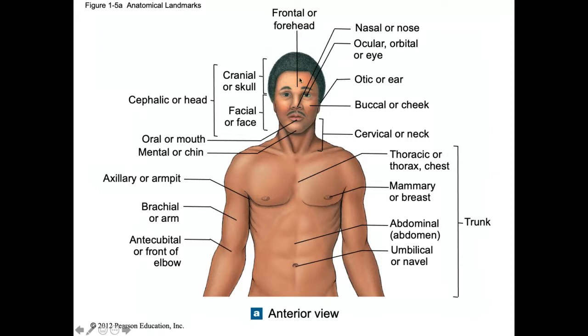So when we look at the head right here, the forehead is known as the frontal lobe or the frontal bone. The chin is called mental. The cheek is called buccal. The ear is otic. The eye is orbital or ocular. The head, the entire head, is called cephalic. There's a cranial portion and a facial portion.